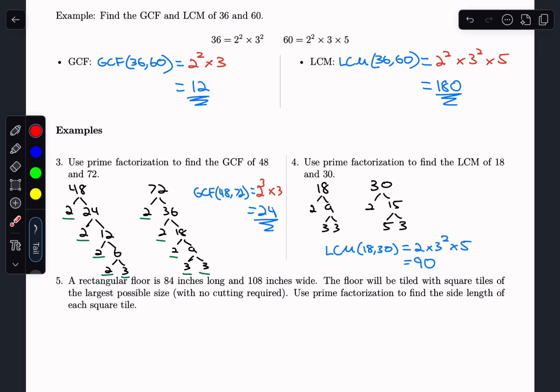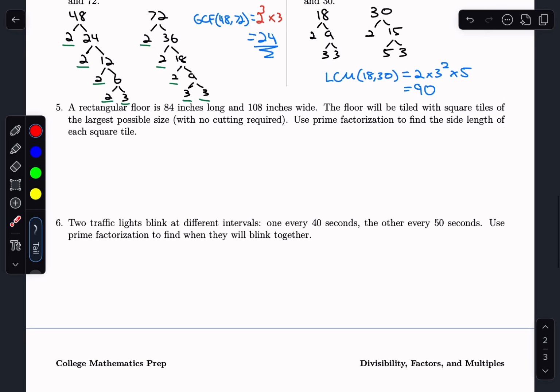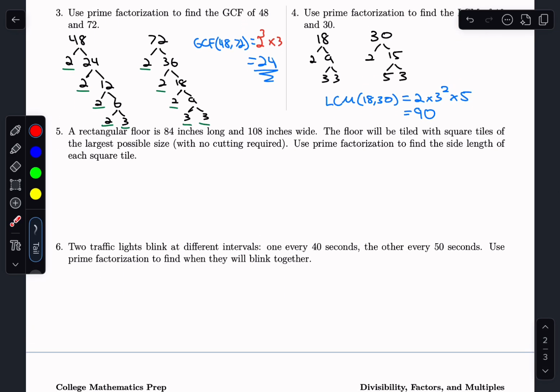And so 90 is the smallest number that is divisible by both 18 and 30. All right, a couple quick applications of why we care about this. Sometimes you might want to find squares to fit certain situations. In this case, we're going to be talking about tiling a floor and how to choose the best size tiles.